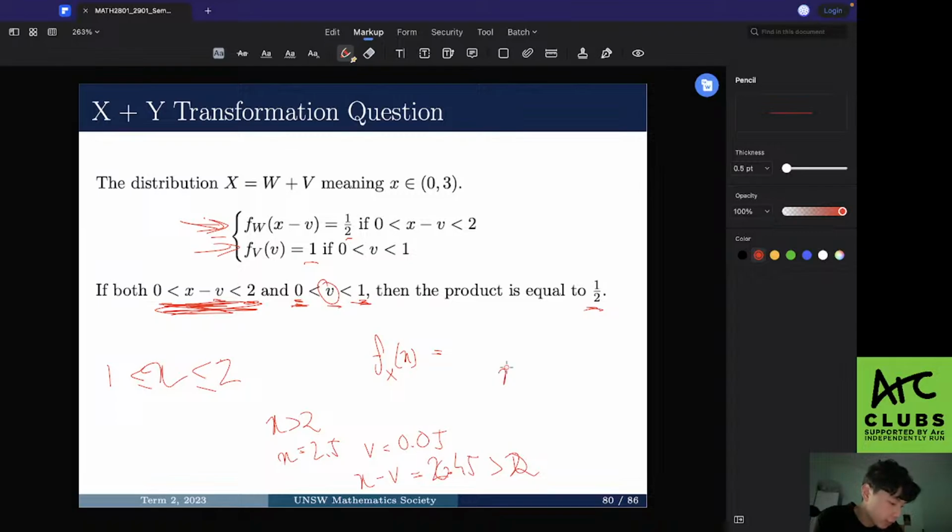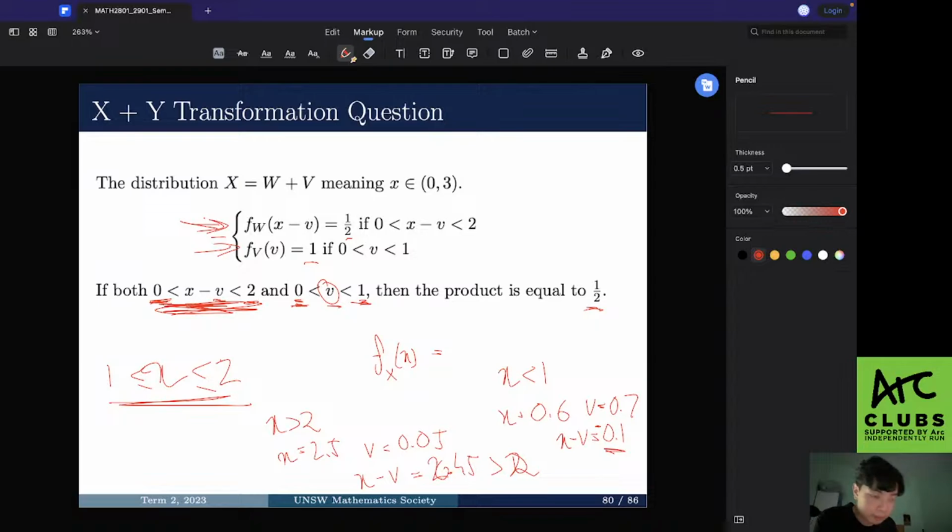What if x is less than 1? The same thing happens, but on the opposite side. If x is less than 1, let's say x is equal to 0.6, and maybe v is equal to 0.7, x minus v is equal to negative 0.1, and this is outside of the range since x minus v has to be greater than 0. So what that means is if x is outside of this range, we can't guarantee that x minus v is within 0 and 2.